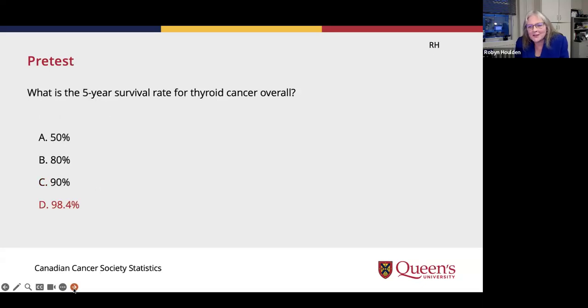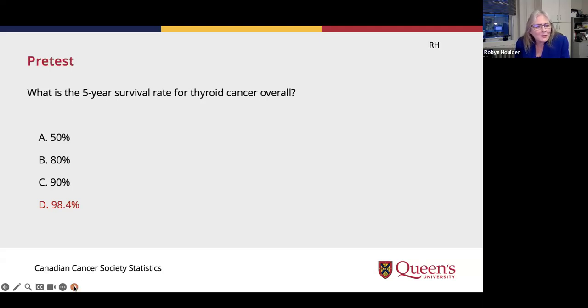And then the next slide was what's the 5-year survival rate? Wow, we saw those statistics. They were pretty good. The overall was 98.4%. Even people with lymph node metastases still had excellent 5-year survival. So yeah, but we do see nasty cases, and I don't want to underplay that. But for the vast majority, this is a good prognosis cancer.